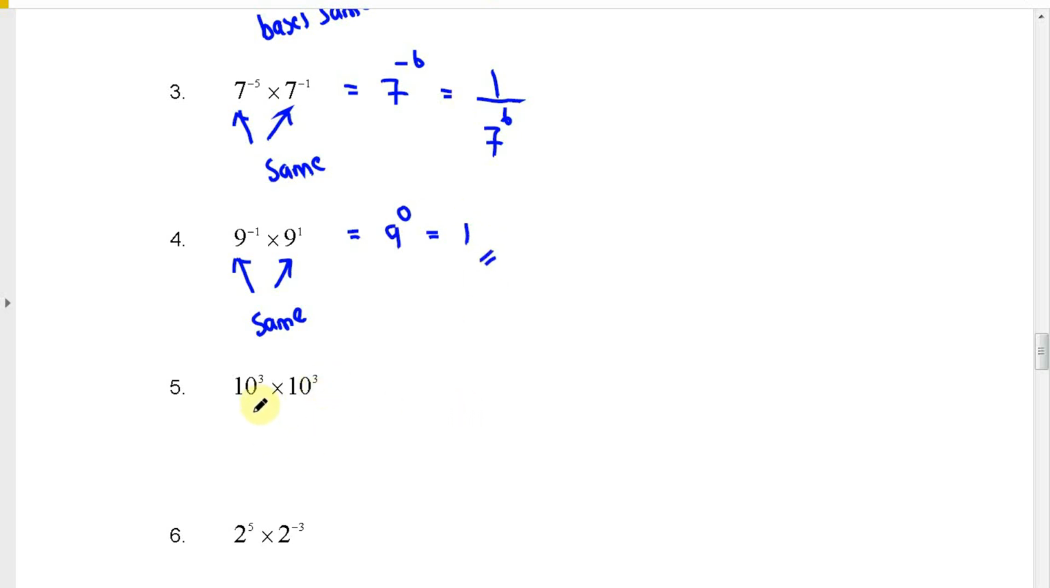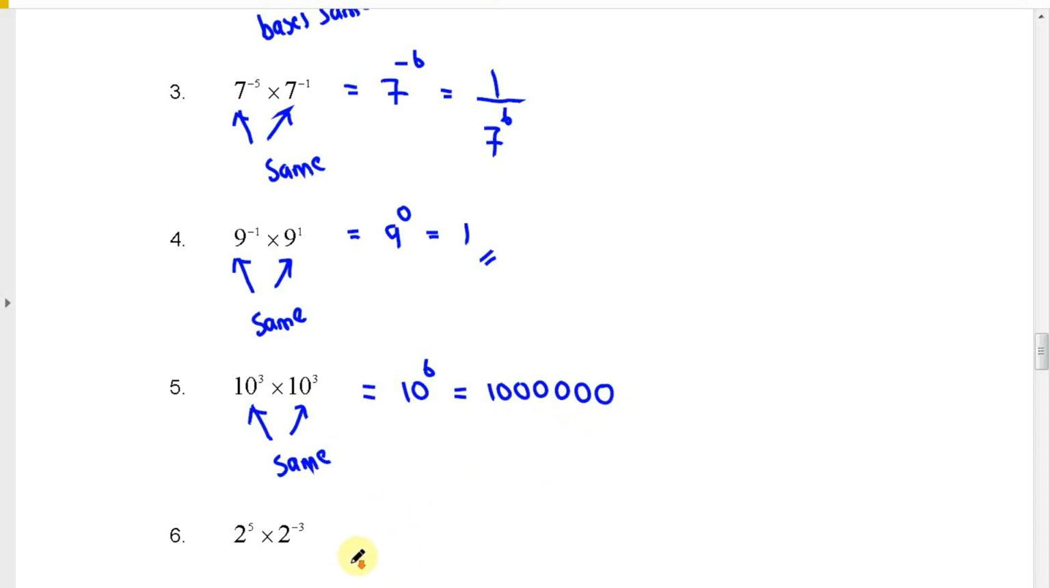Next one. Are the bases the same? Base of 10 here, base of 10 here. The bases are the same, and we're multiplying, so we're going to have 10 to the power. Let's add powers. 3 plus 3 is 6, and 10 to the power 6 is the same as 1 and 6 zeros, a million.